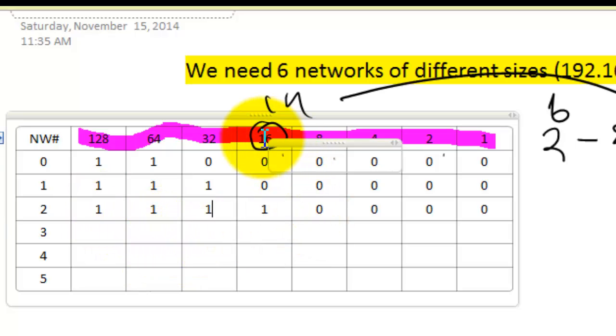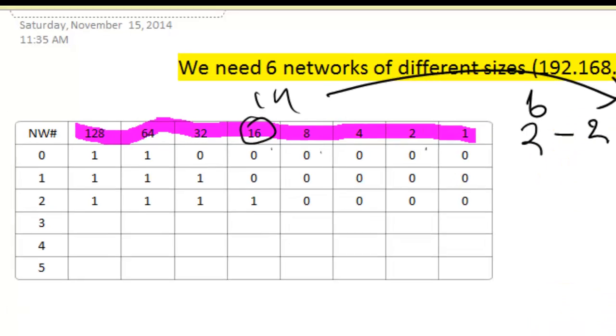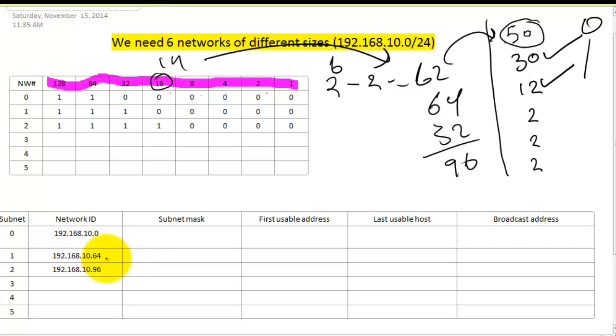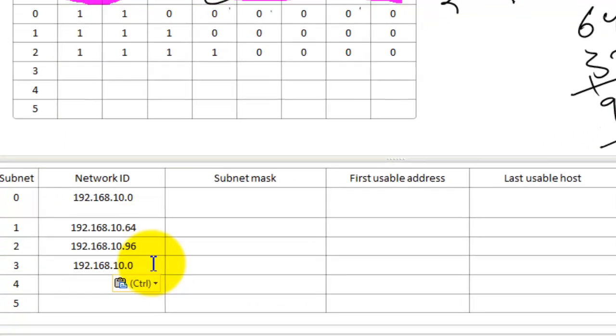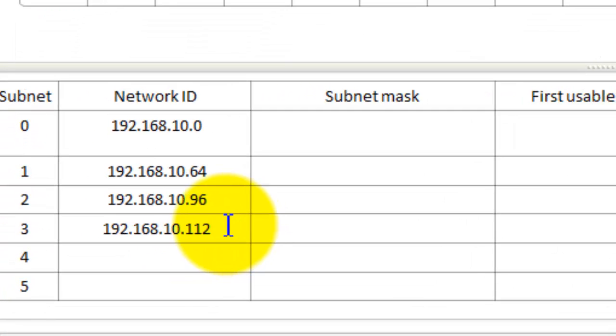Okay, so here our magic number is 16. So now again, what we do is, here we stopped at 96. So 96 plus 16 here we have 112. So that's 112. It would be 112.